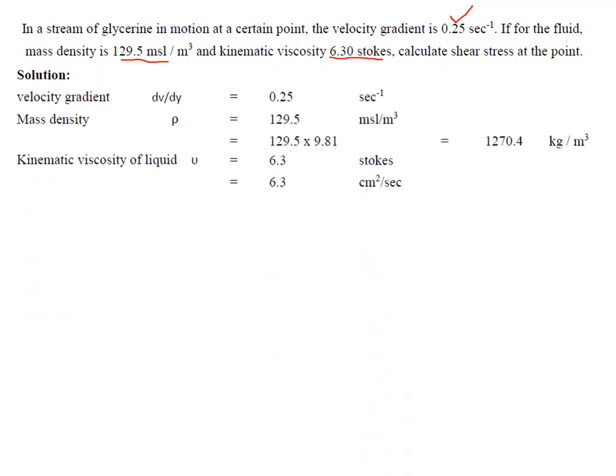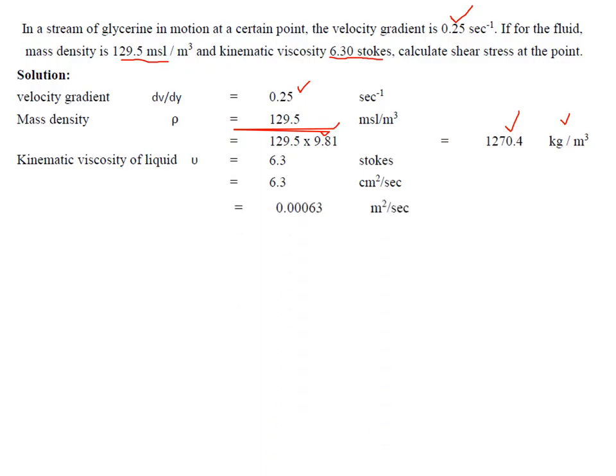So the first step is to write the units properly. Velocity gradient is given, dou v by dou y, 0.25. Density I'm trying to convert to kg, so multiply by 9.81. So it will be 1270.4 kg per meter cube. Similarly, Stokes is converted. 6.3 Stokes is kinematic viscosity. So Stoke is nothing but centimeter square per second.